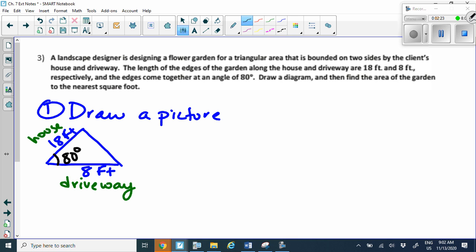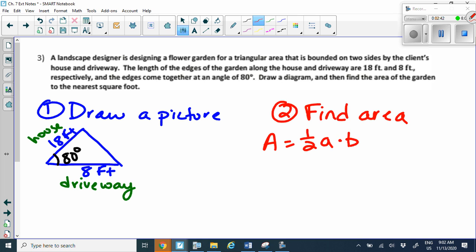Okay, so from here, we're going to go ahead and use these values to use our formula. So now, after we've done that, let's use our formula to find the area. So we have A equals 1/2 A times B sine of theta. Okay, remember A is our base. So if we look at the bottom of our triangle, 8 is our base here. And that means the 18 is the other side.